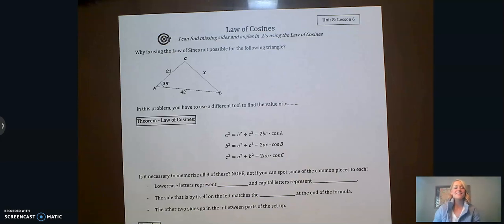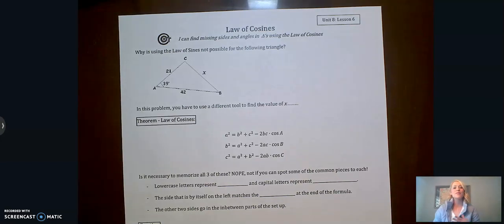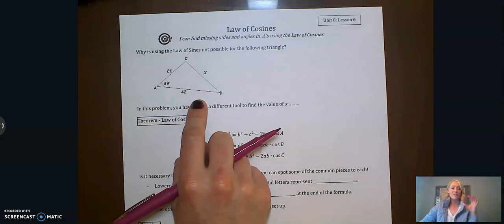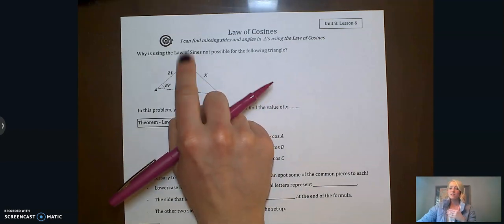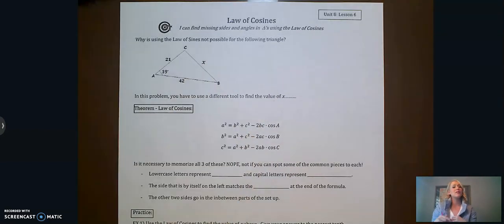Let's do this, guys. This is the last lesson in Unit 8, and we're looking at the law of cosines. So if we looked at this triangle at the top, let's try to figure out why it's not possible to solve for x here using the law of sines, what we did last time.